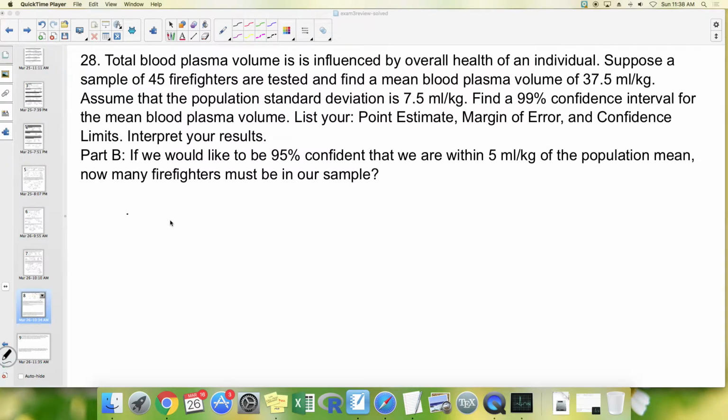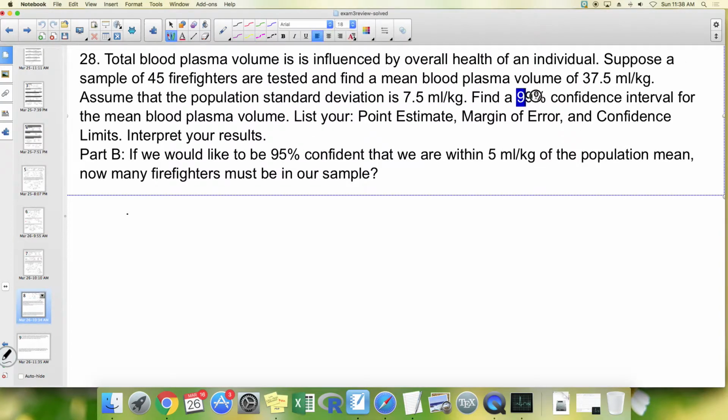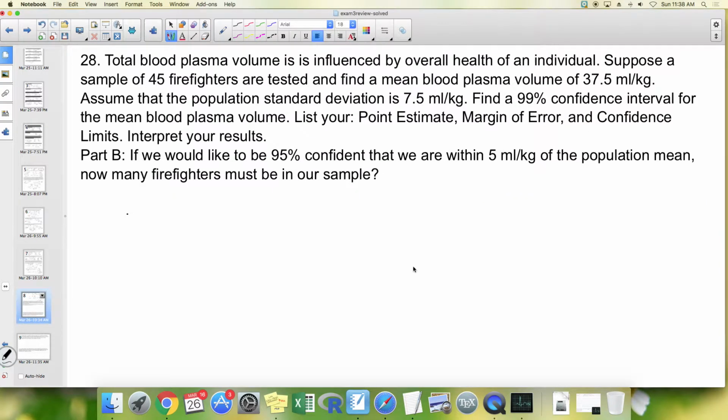Problem 28. So once again, this is about confidence intervals. So chapter 7. And as we discussed in chapter 7, first you have to decide if it's one population or two population. You can see it's one population.